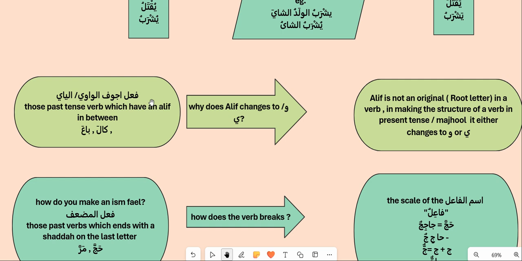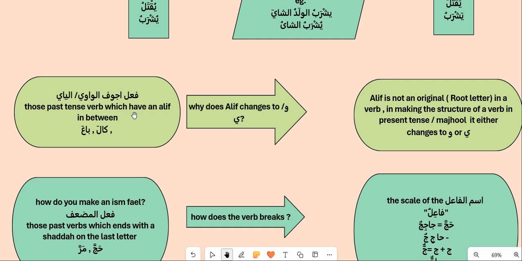And before I start, in order to do the majhul, let me just make you understand a small piece of information on the alif. You are going to do questions in this lesson, and you will come across a lot of verbs where there will be a change from alif to waw to ya constantly. So in order to understand why it has changed to waw, why it changed to ya, you have come across in question number 2 fail ajwaf al-wawi, then you will do the fail ajwaf al-ya'i.